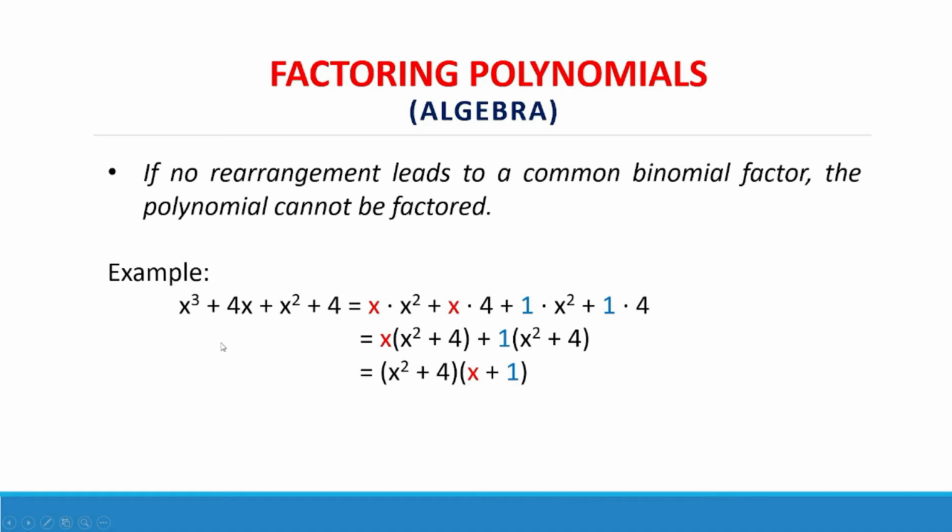So example, x cubed plus 4x plus x squared plus 4. For the first two terms, the common factor is x, so x times x squared plus x times 4. For the third and fourth terms, the common factor is 1, so 1 times x squared plus 1 times 4.